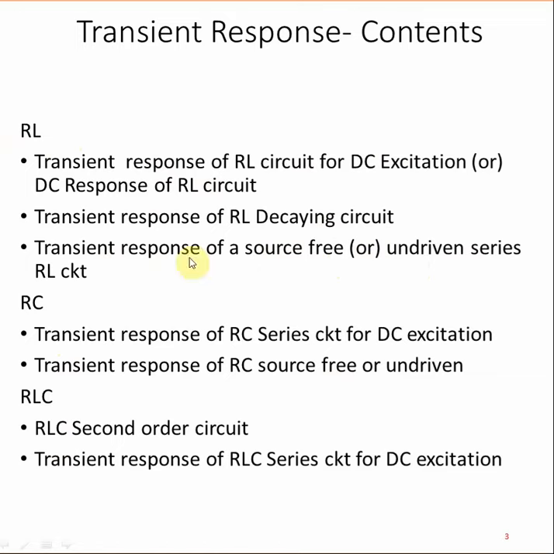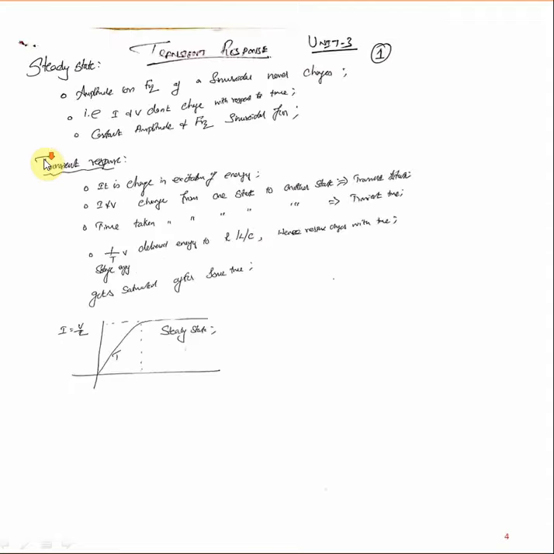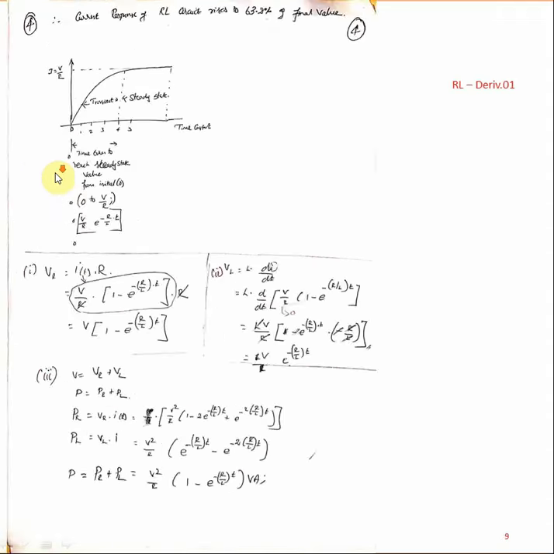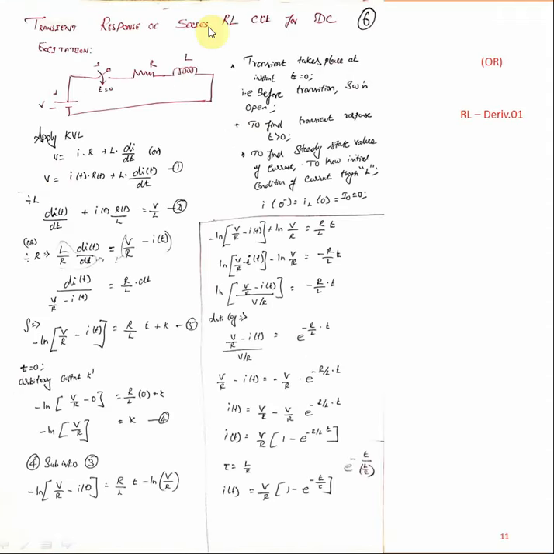I will repeat again. Every RL and RC circuit has two derivations, while RLC has only one derivation. But there is one more, the introduction derivation. What is the first derivation? This is about the first derivation.